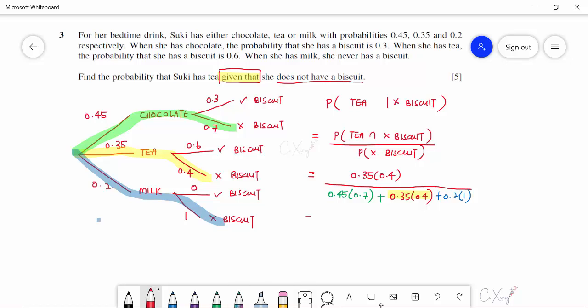All right, so after you put in all the correct values already, the numerator answer you should get is 7 over 50, and the denominator should be 131 divided by 200. So to simplify everything here, you will get 28 over 131, or if you want to change it to 3 significant figures, it will be 0.214. Right, so this is what we have for question number 3.